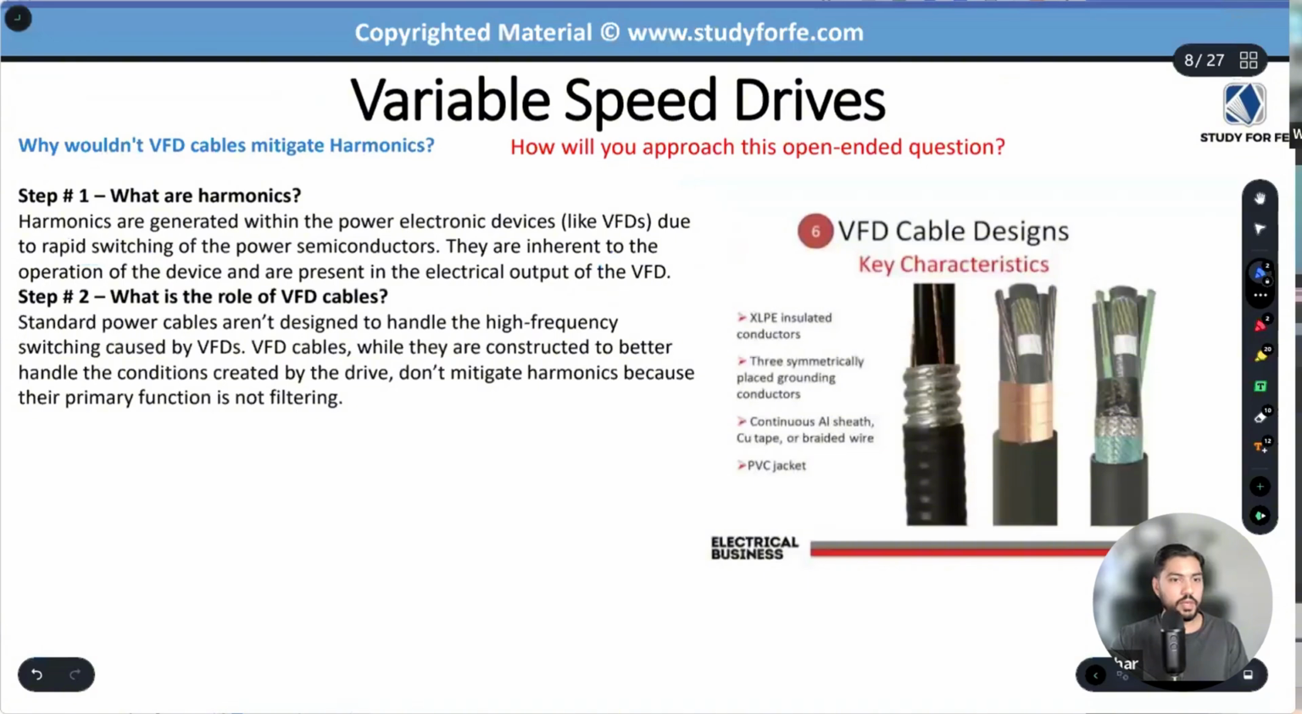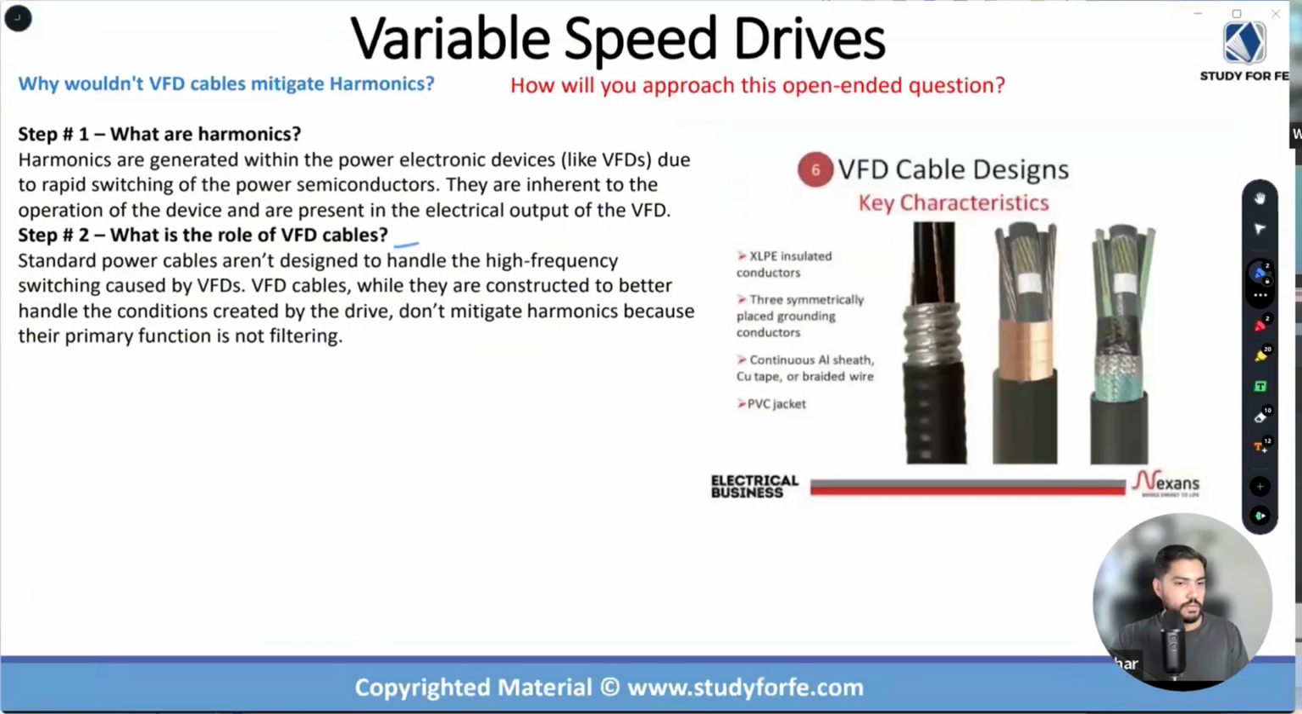Step number 2. What is the role of VFD cables? Now, this basically unlocks the problem for us. If we look at VFD cable versus power cables, right? Where is the difference? So standard power cable, let's say you decide that, okay, for this ABB VFD or Siemens VFD that I purchased, I'm not going to use the costly VFD cable. I'm going to stick with the regular power cable. The issue is that the regular power cables are not designed to handle high frequency switching caused by VFD.